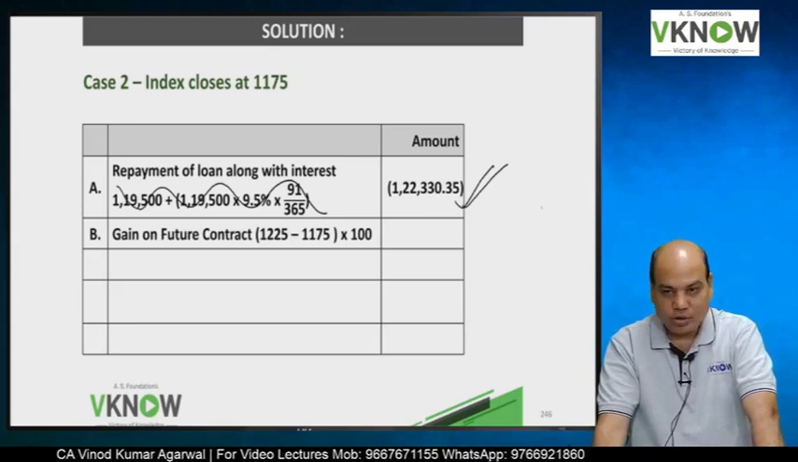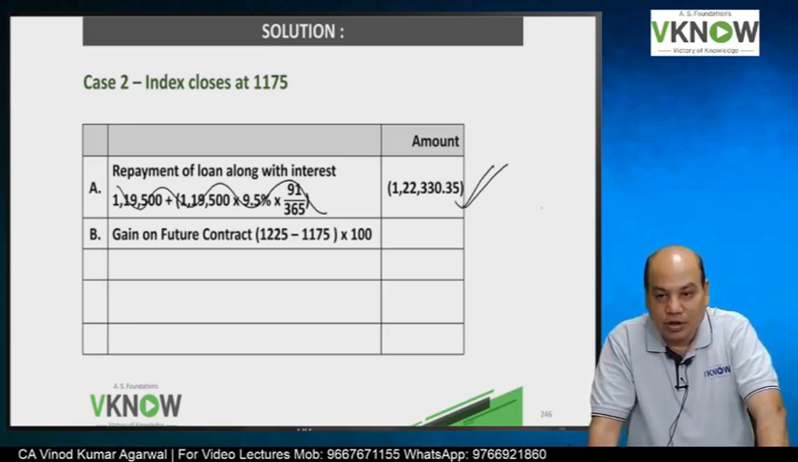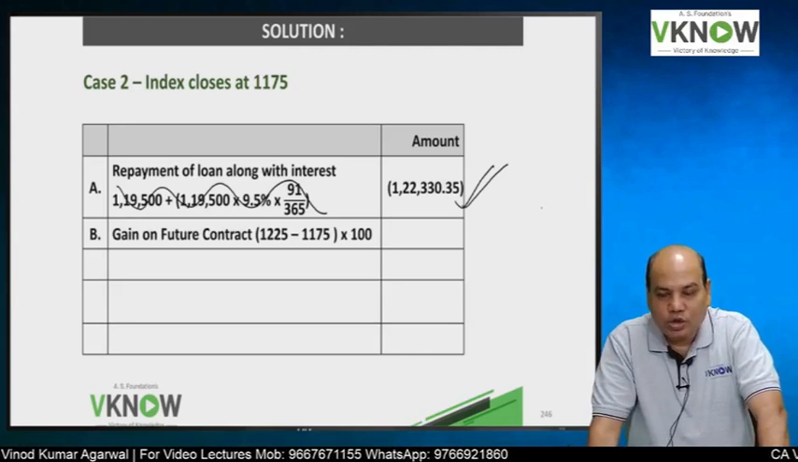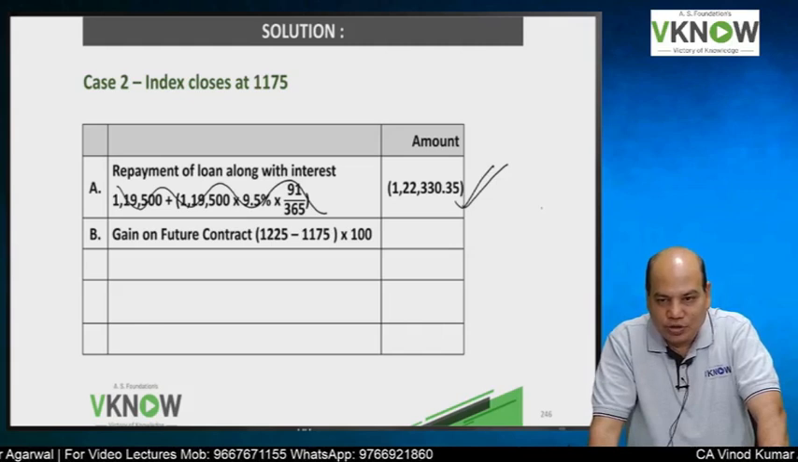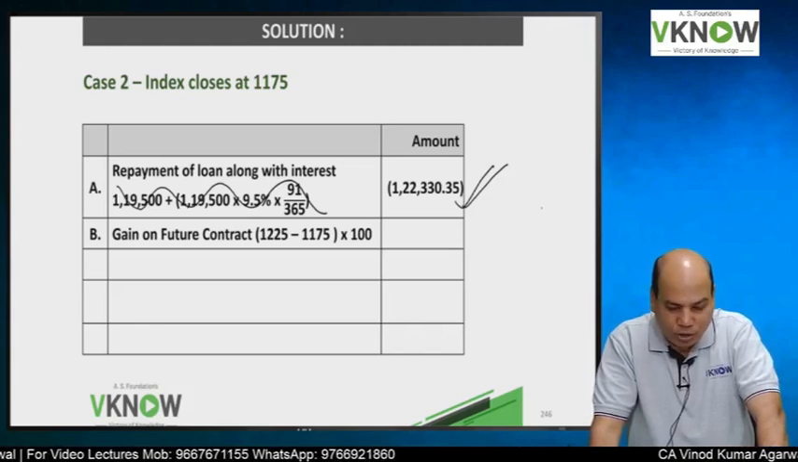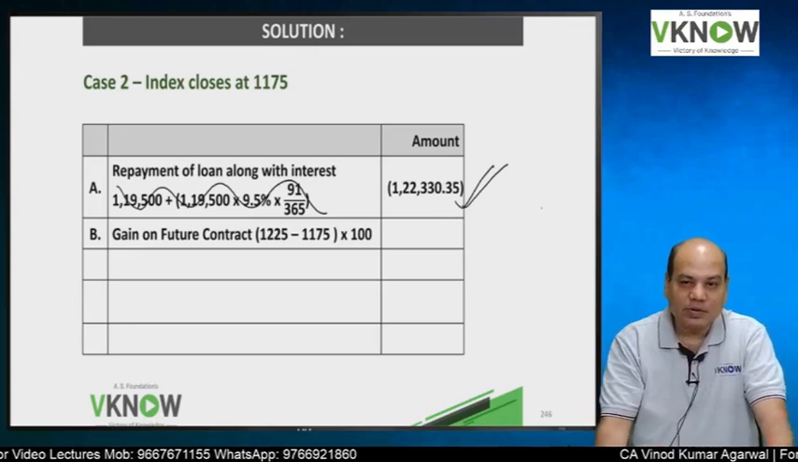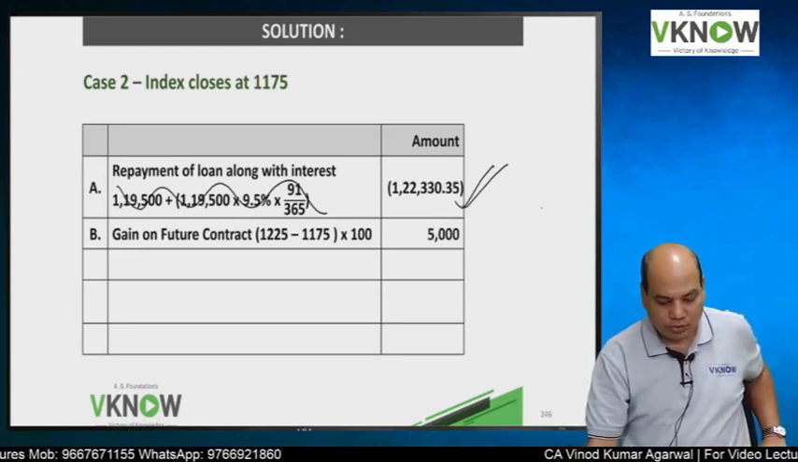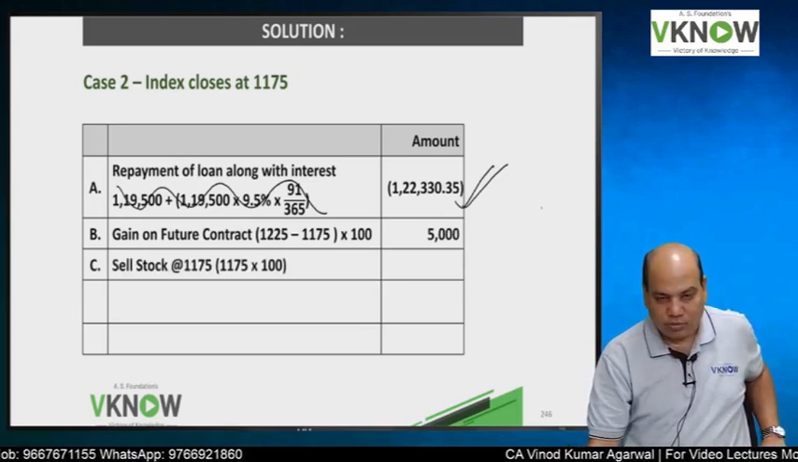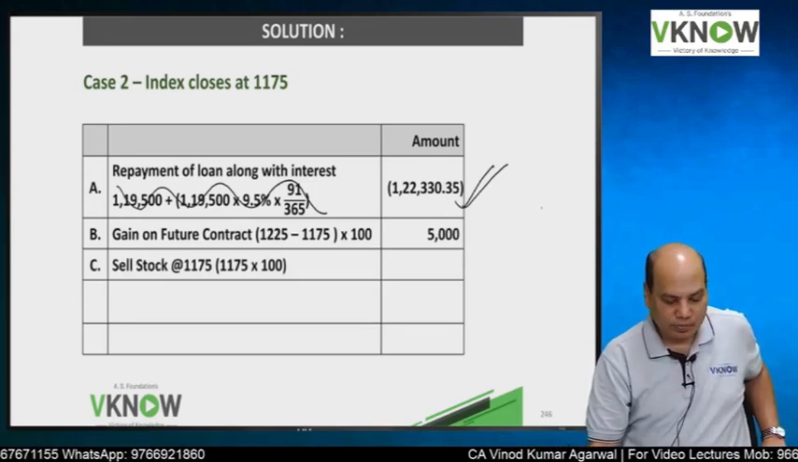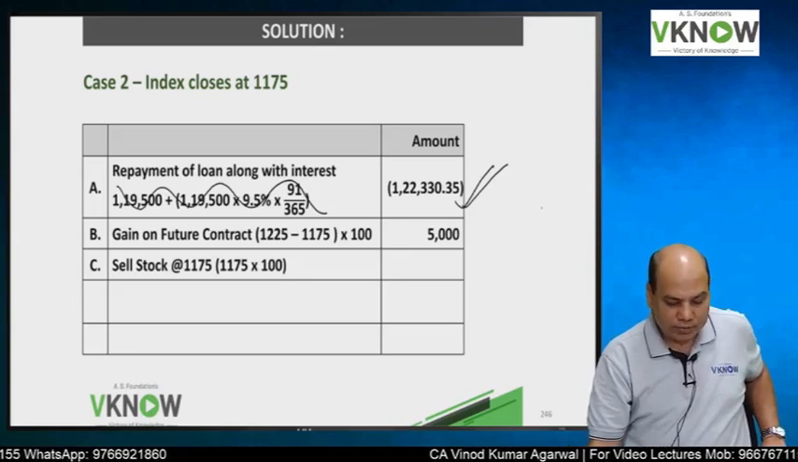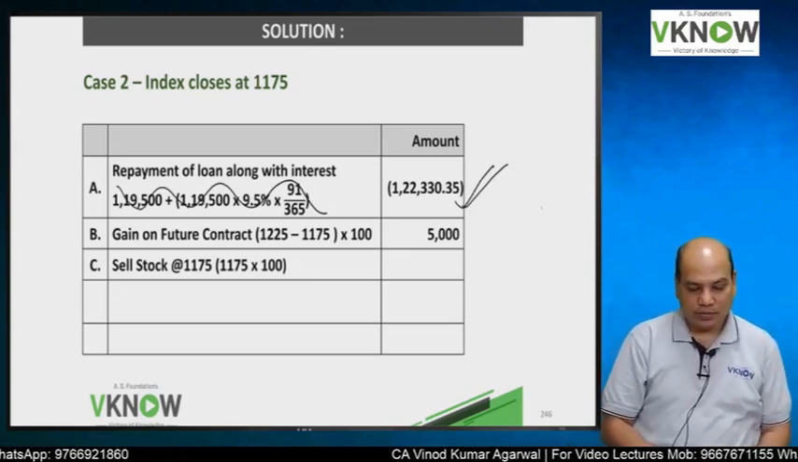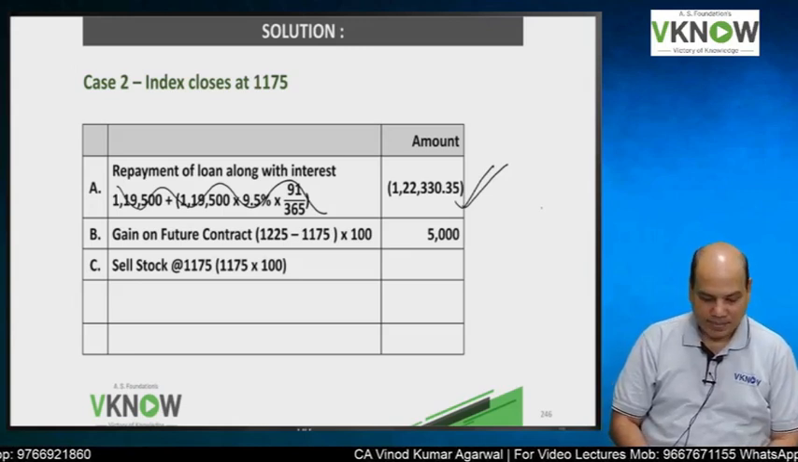Then you will gain on future. Why? Because now the Nifty index has gone down and you have taken a short position. So a short seller will be happy if the index goes down. So the profit will be 1225 minus 1175 into 100. How much is that? 5000 gain. Sell the stock, but now the price is 1175. Sell the stock at 1175 into 100.